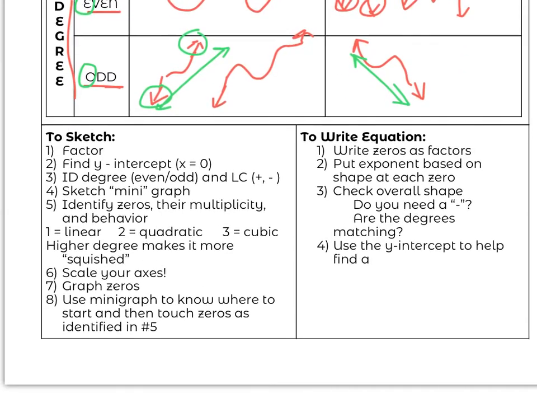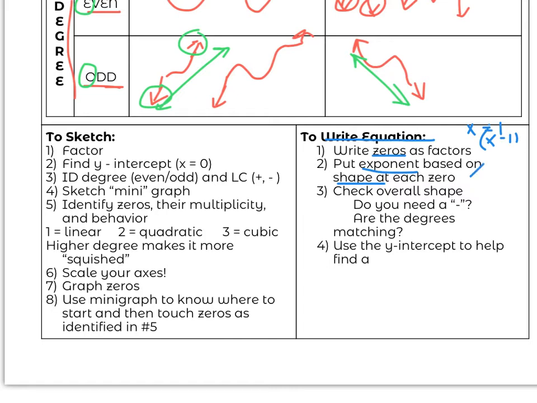Then down here we have our steps to either sketch or to write equations. The first thing we're going to focus on today is writing equations. So my first thing to do when I'm writing an equation is take my zeros. Remember, zeros are just x-intercepts. Take those and write them as factors. So if I have an x-intercept at 1, my first step is to write that as a factor, which would be x minus 1.